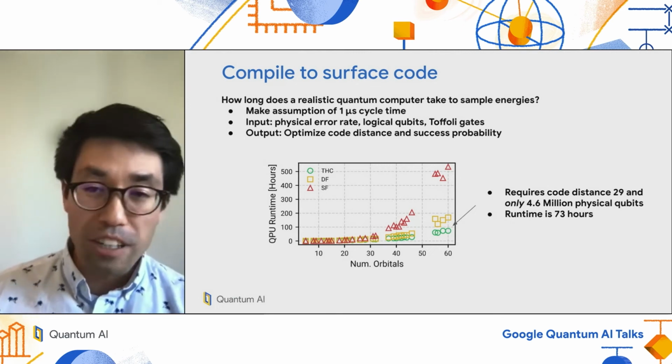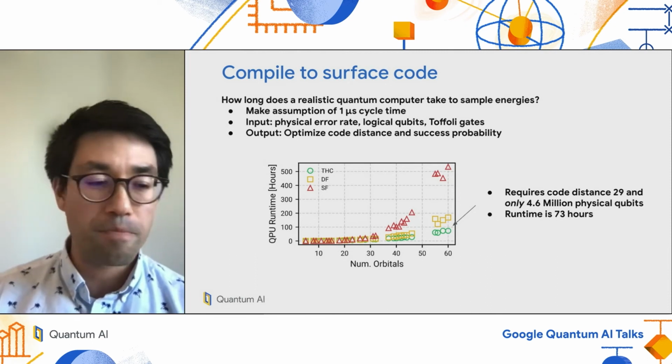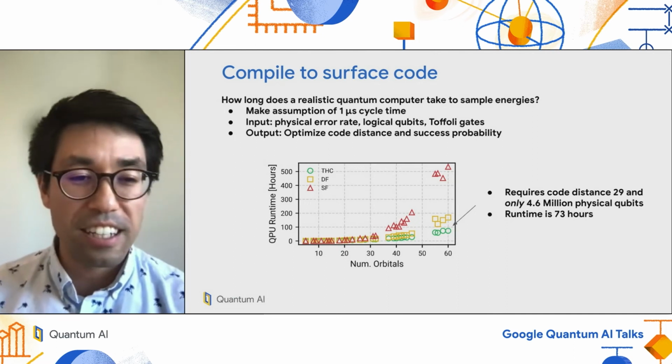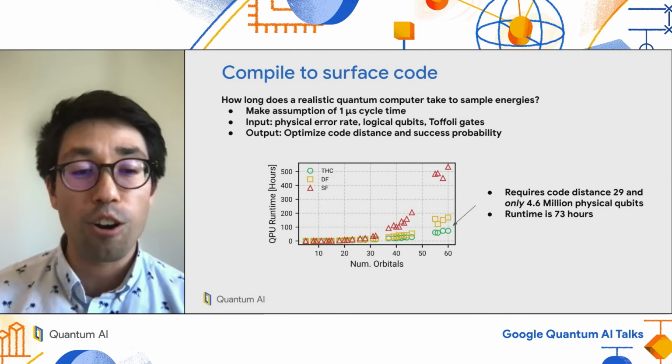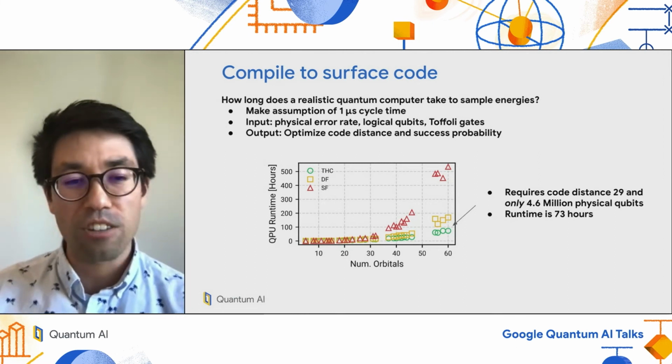And what we find is that there is substantial difference between the various linear combination unitary factorizations. And the really exciting thing is that we see these asymptotic scaling differences kick in far below what you might expect in terms of what asymptotic scaling actually means.